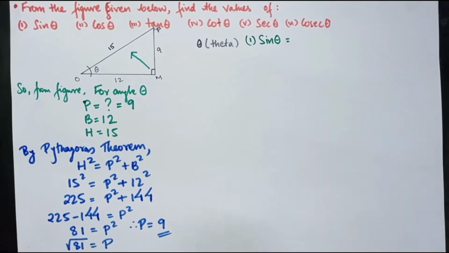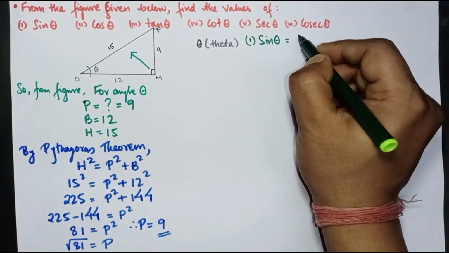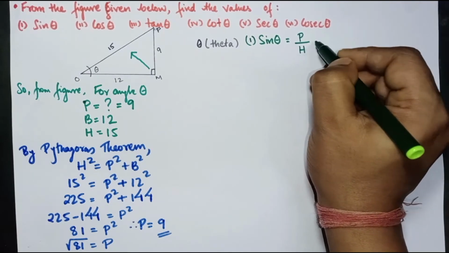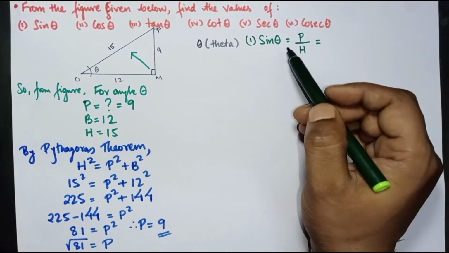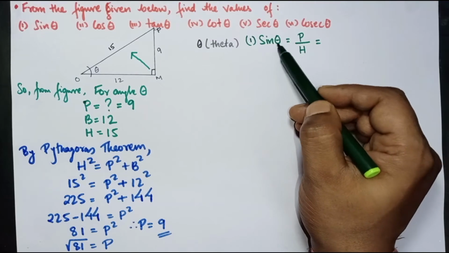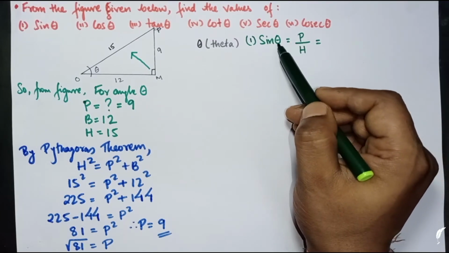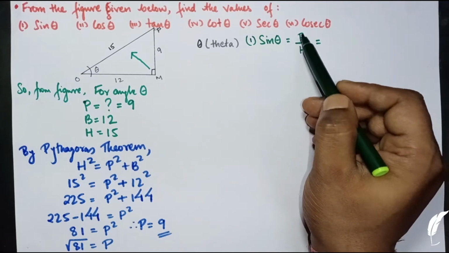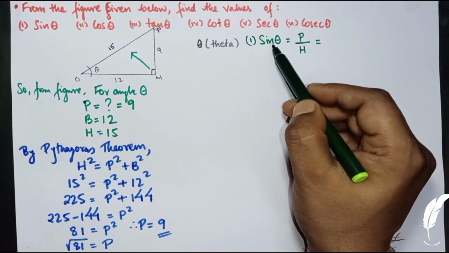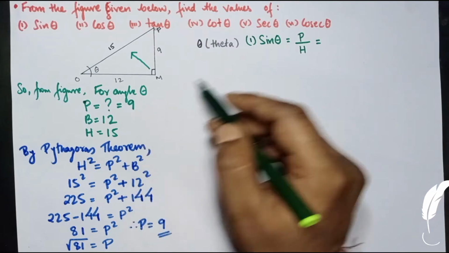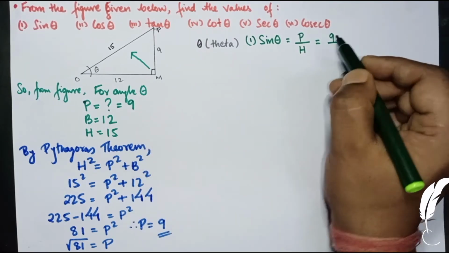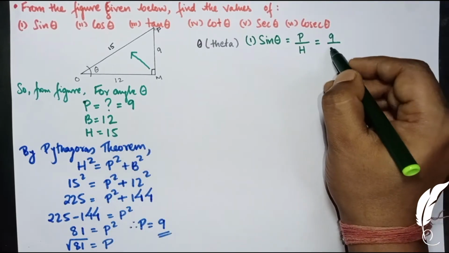Okay, so you know the formula. Yes, what is the formula? Sin theta is P by H. Now, as you know, trigonometry is a relation between the angle and the side. So sin theta is P by H. How much is P? P is 9 and H is 15, the hypotenuse.